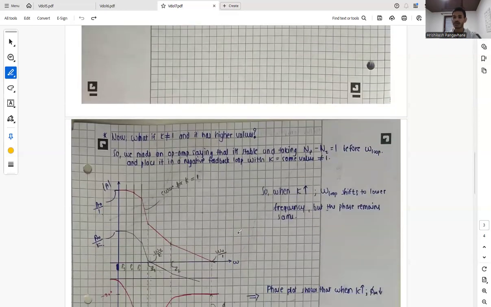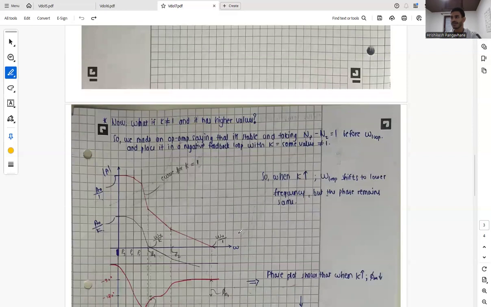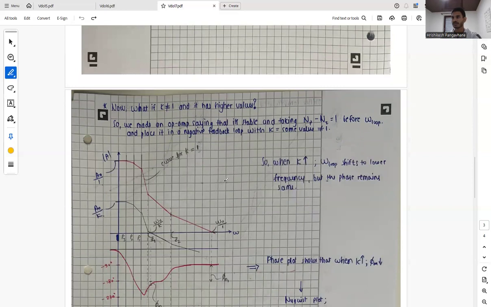But now while talking about stability, we have to consider the cases where k is not equal to 1 and a negative feedback loop has a higher value of k. We made an op-amp, saying that it's stable, by taking Np minus Nz, basically the number of poles minus the number of zeros, equal to 1, which are occurring before omega u. So when we place it in a negative feedback loop with k equal to some value which is not equal to 1, obviously higher than 1.